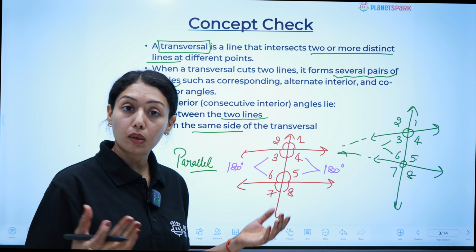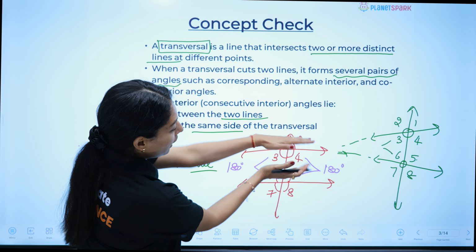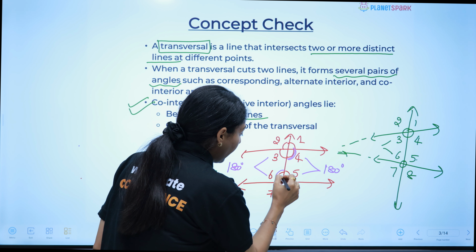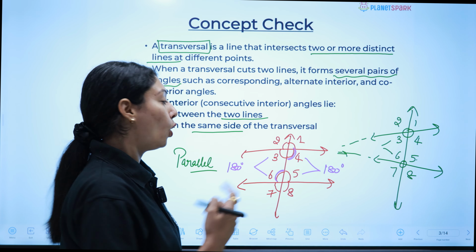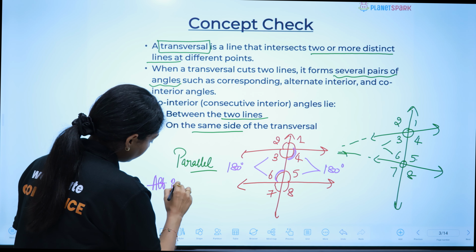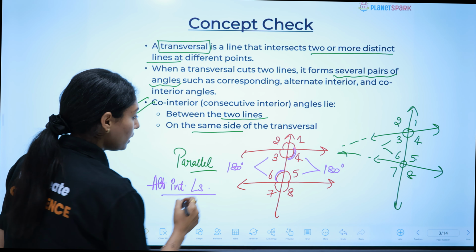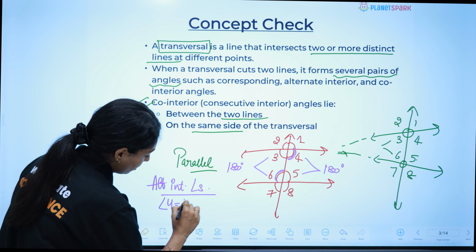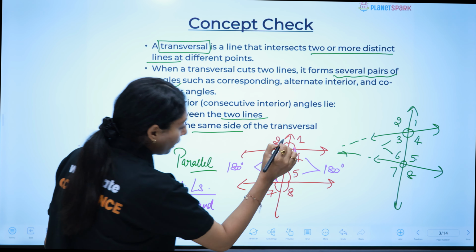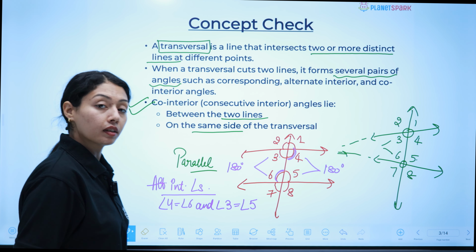Now which pair of angles will be equal? Firstly, alternate interior angles, in the interior of the lines and alternate. That means angle 4 and angle 6. These are what? Alternate interior angles. So they will be equal. Alternate interior angles. So let's write angle 4 is equal to angle 6. And another pair is there, that is angle 3 and angle 5. So angle 3 is equal to angle 5.